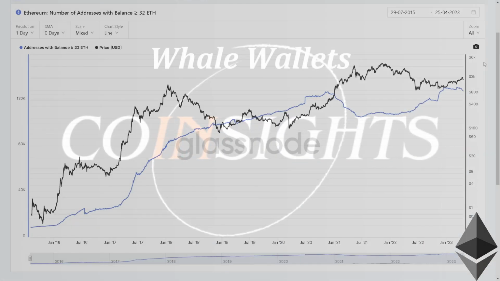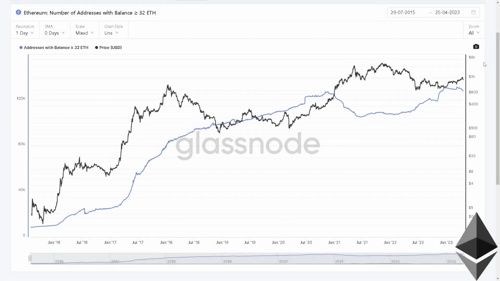The next metric I wanted to cover was the number of addresses with balances greater than 32 ETH. Since we like to trade alongside larger institutions and just bigger players, we like to see where the entities that are holding a substantial amount of ETH are moving their Ethereum.